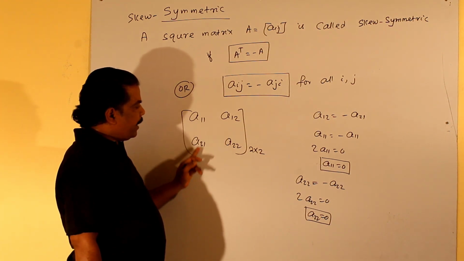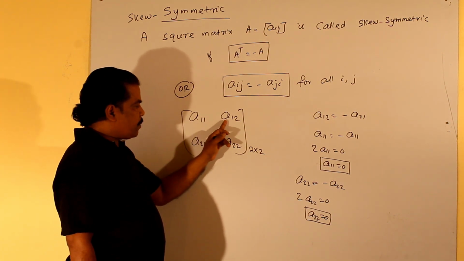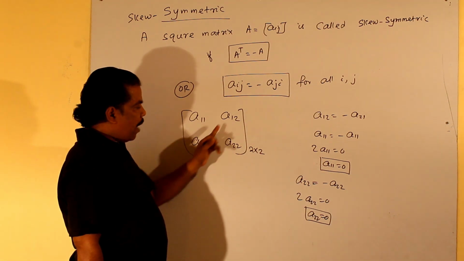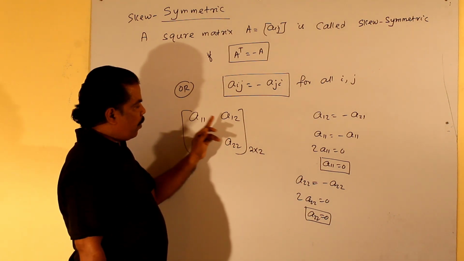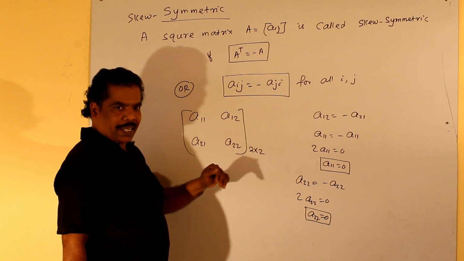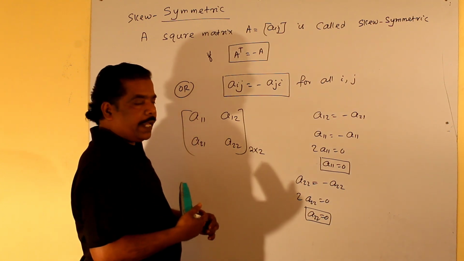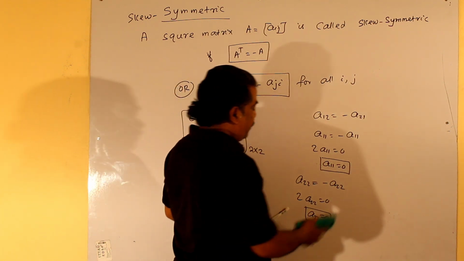And the non-diagonal elements are negatives of each other. If this is positive, this is negative. The absolute value remains the same, 7 for a12 and a21, but they are opposite in sign.